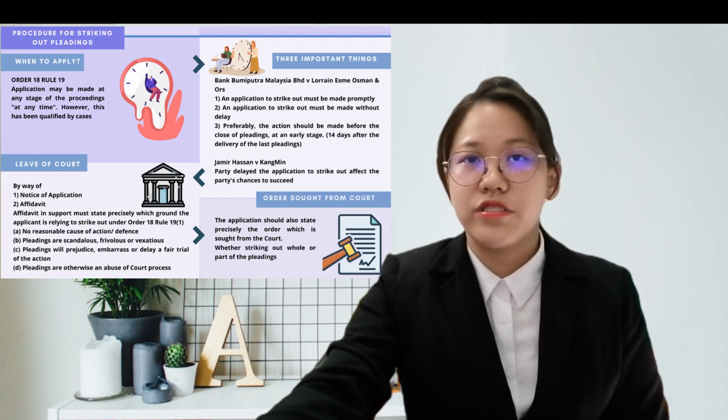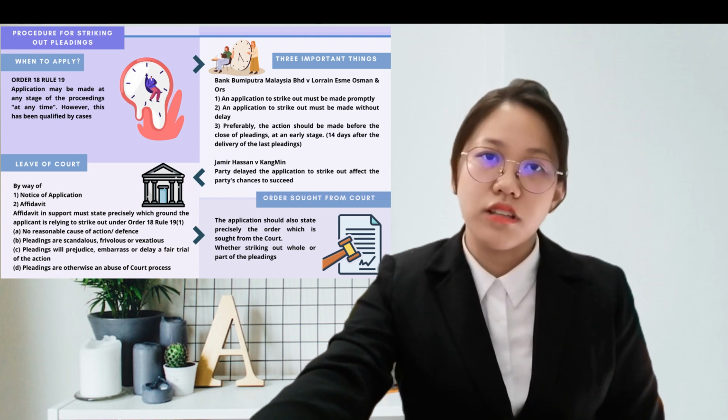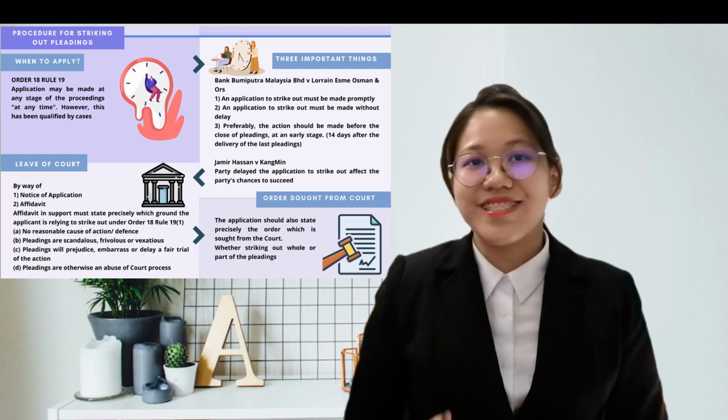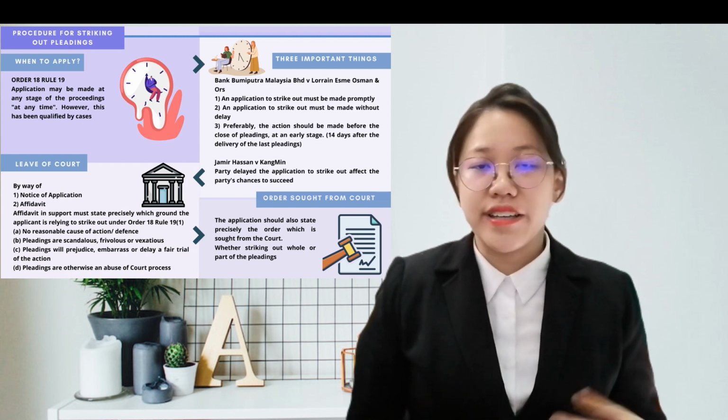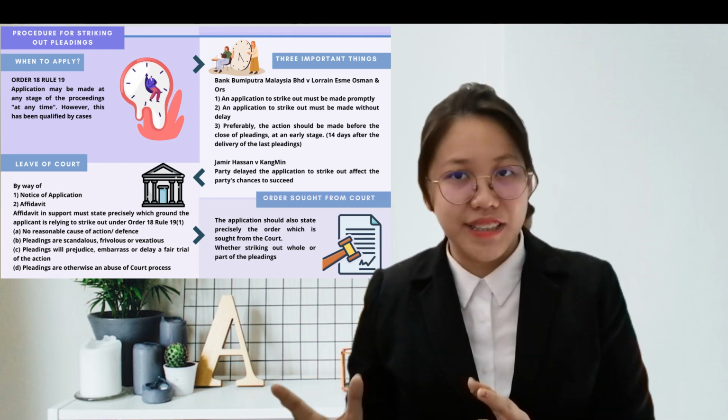Coming to the final procedure, which is the order sought from the court. The applicants must also state precisely the order which is sought from the court, whether striking out the whole or part of the pleadings.